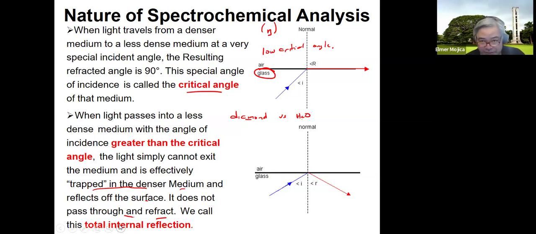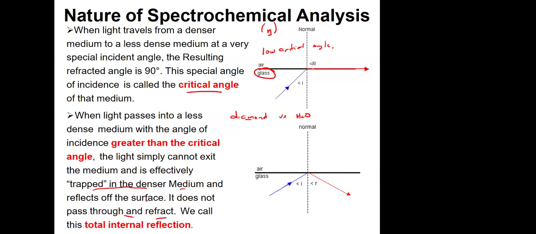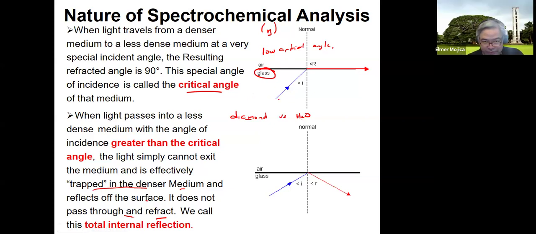Okay? So some of them, like this one. Actually, tama yung, so dapat. So if we're going to look at the one wherein you have what we call a critical angle of that medium, you could see here, there's a refracted angle that's 90 degrees, like this one. But, okay, when the light passes into a less dense medium with the angle of incidence greater than the critical angle, the light will not go out. Okay, so we have here the total internal reflection.